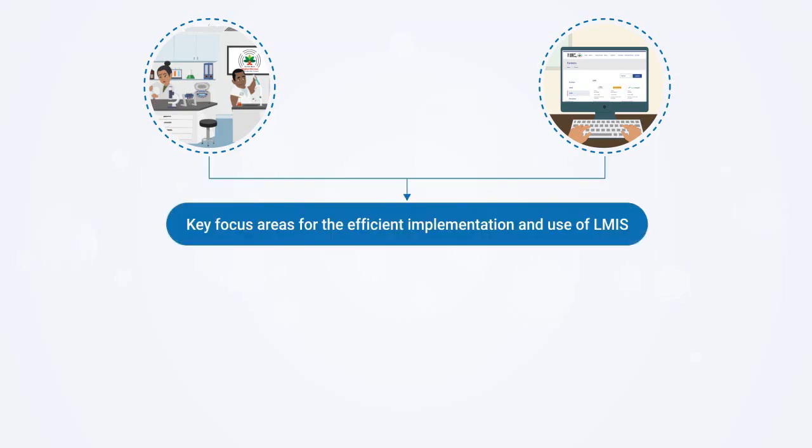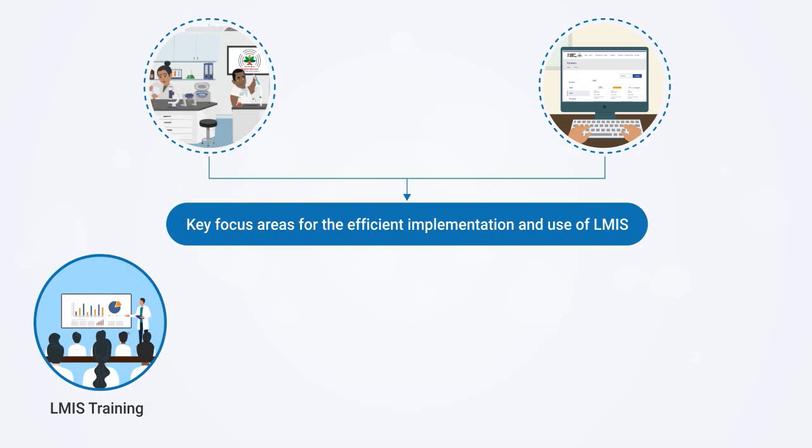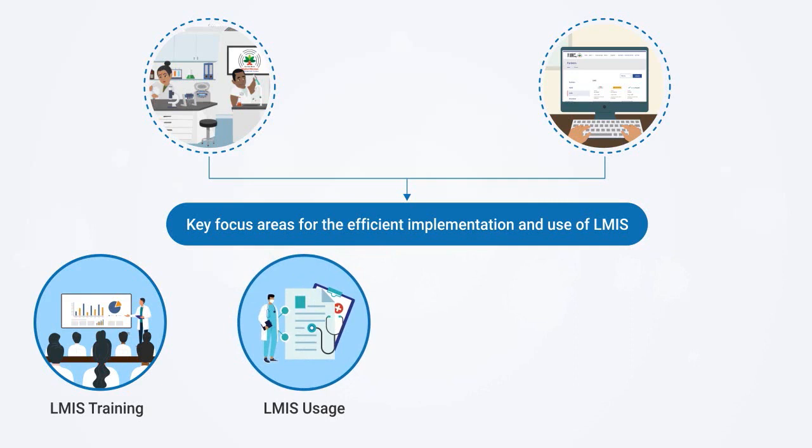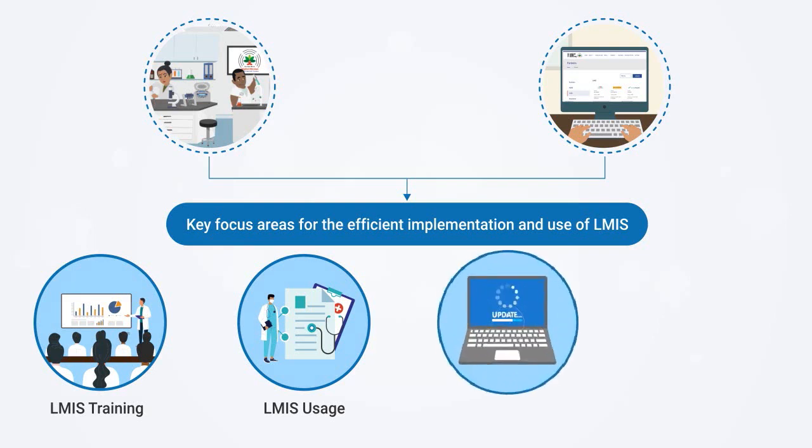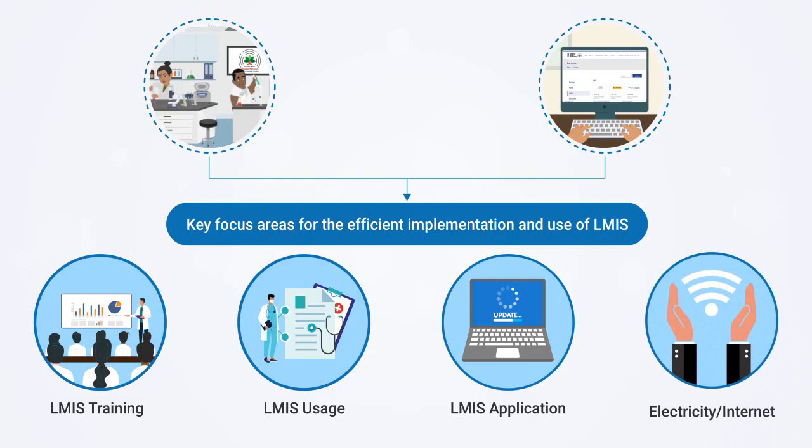Here are the key focus areas to avoid any type of issues during the implementation of LMIS. LMIS training. Ensure lab staffs are trained to use LMIS software. Appropriate LMIS usage. Ensure lab staff is using LMIS software in the right way and with the right approach. Correct version of LMIS application. Ensure the use of an updated version of LMIS application. Report any software bugs immediately to the LMIS partner. Uninterrupted supply of electricity or internet. Ensure that electricity and internet connection along with the backup feature are in place.